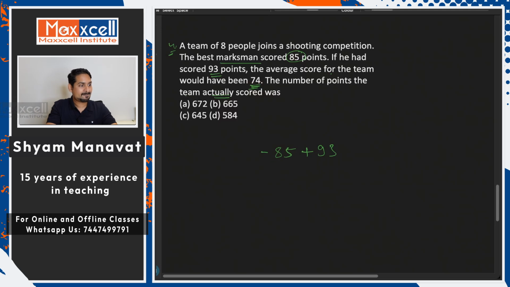Then let's calculate the correction in average. If I divide by 8, this is plus 8 divided by 8, you would get 1. So had this been the situation, the average must have increased by 1. Correction in average is plus 1. The average would have been 74. So this 74 is the new, increased average, and it must have been increased by 1. Did you understand this? Correction in average.